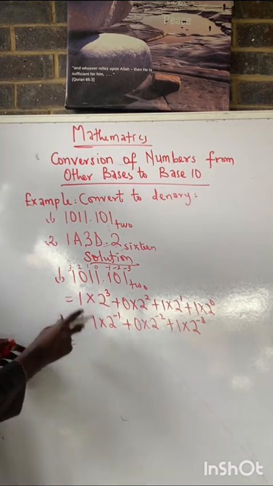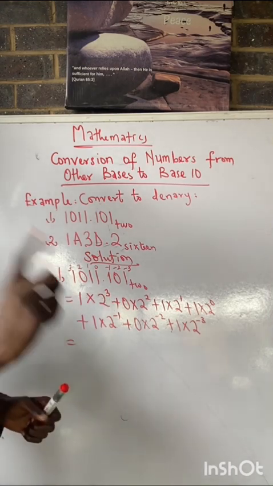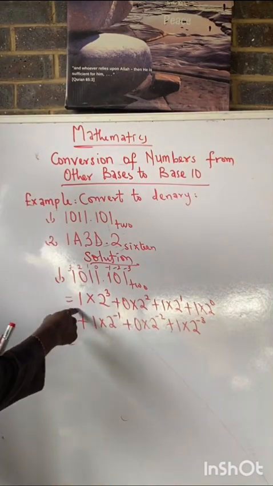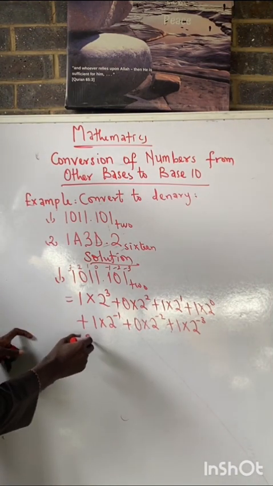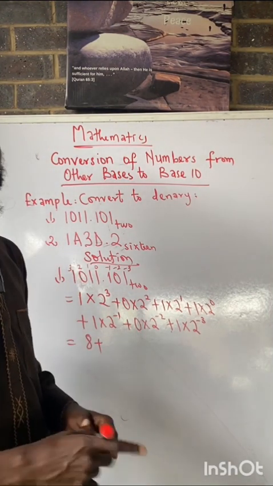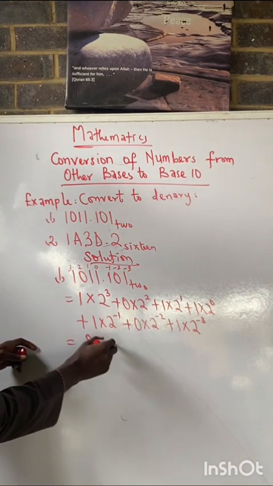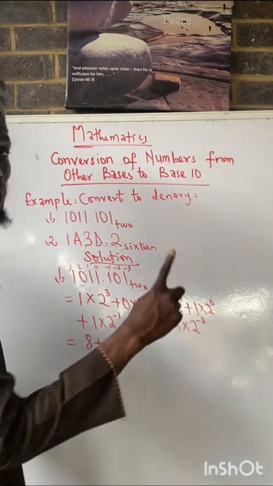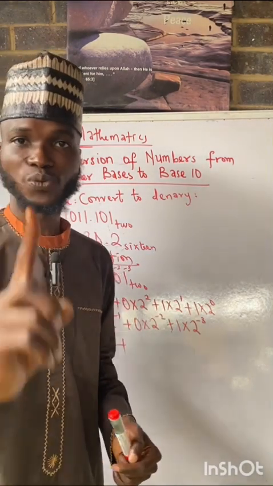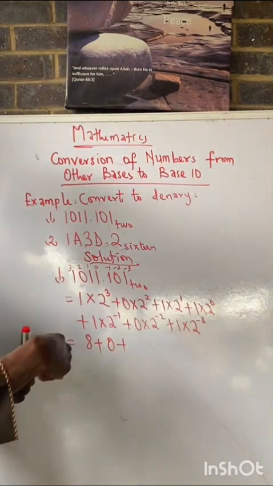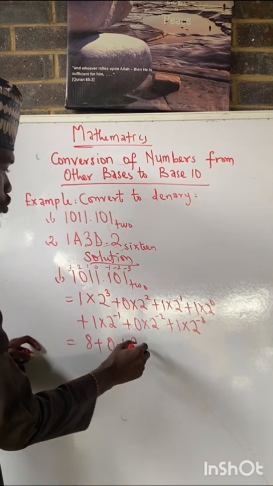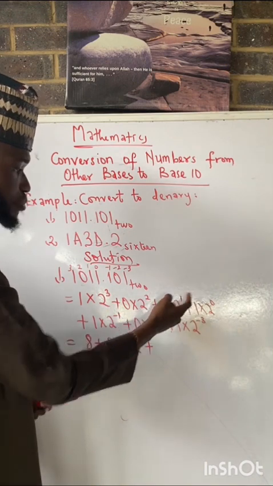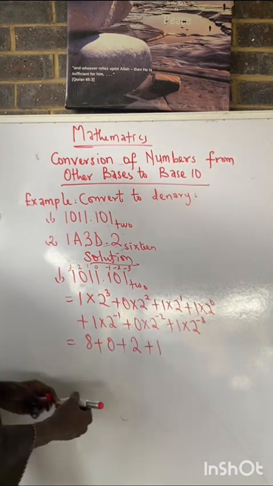Now, we move on. The next thing is to simplify. So this is 1 times, first, 2 raised to the power of 3 is 8. Multiply that by 1, you still have 8. Plus 0 times anything is 0. Plus 1 times 2 to the power of 1. 2 to the power of 1 is 2. Multiply that by 1, you have 2. Plus 2 to the power of 0 is 1. Multiply that by 1, you still have 1.